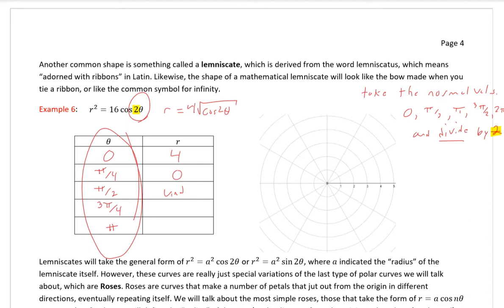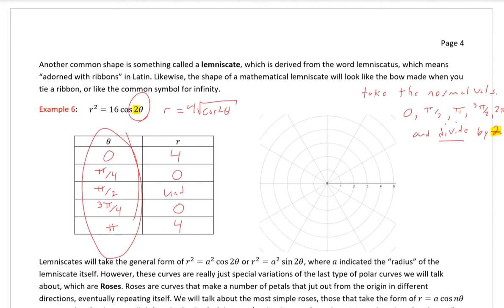If we do 3 pi fourths, cosine of 3 pi fourths will be cosine of 3 pi halves, which is also 0. Times 4 is 0. And then pi will give you cosine of 2 pi times 4 is 4. So a little bit better. However, still a little bit unclear.